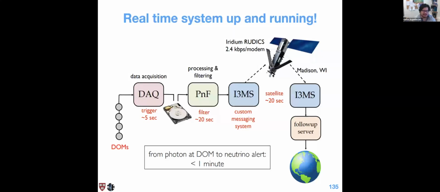So what happens in this so-called real-time system is the DOMs see a hit, they trigger the acquisition system. Then the processing happens at the Pole, and then we message our partners later. We send messages to the University of Wisconsin, and then we follow up with our partners. So it takes about a minute or less to go from the first initial hits to an alert in the Northern Hemisphere.